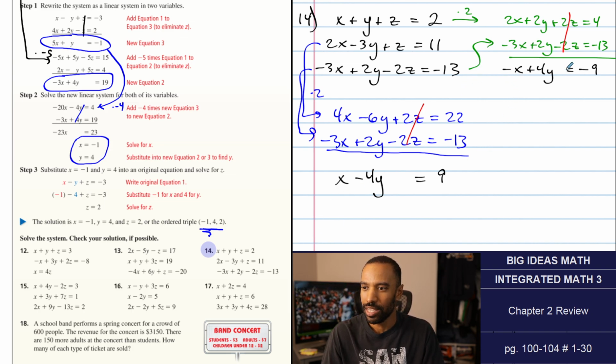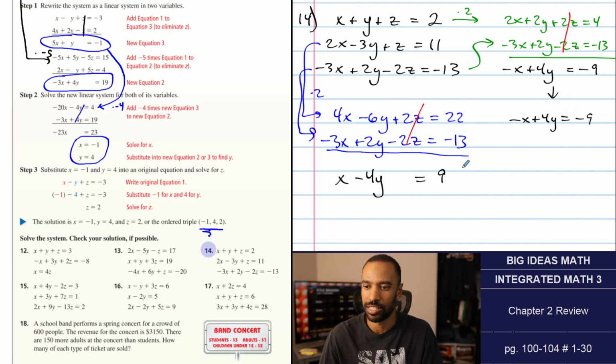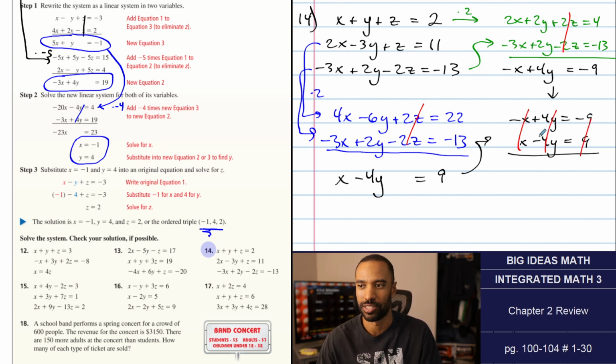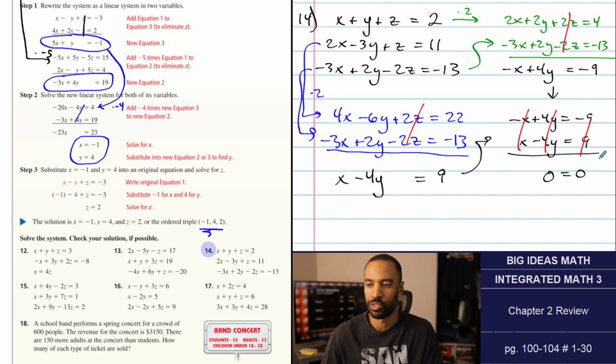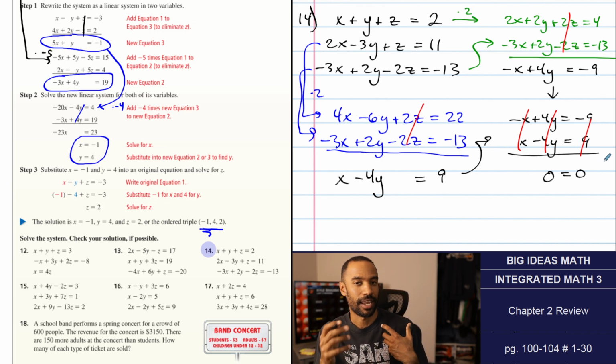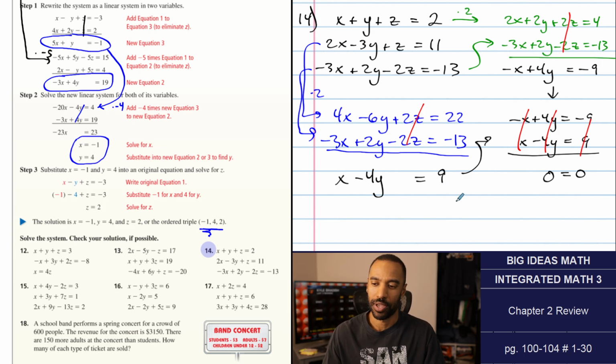Okay, look at these two. These are quite interesting together. This one has negative x plus 4y equals negative 9, and this has positive x minus 4y equals 9. When it comes to elimination, everything here is going to eliminate when I add right down the list. What does that mean? It means we get 0 equals 0. All variables eliminated and I get a true statement. This is a case where you have infinitely many solutions.